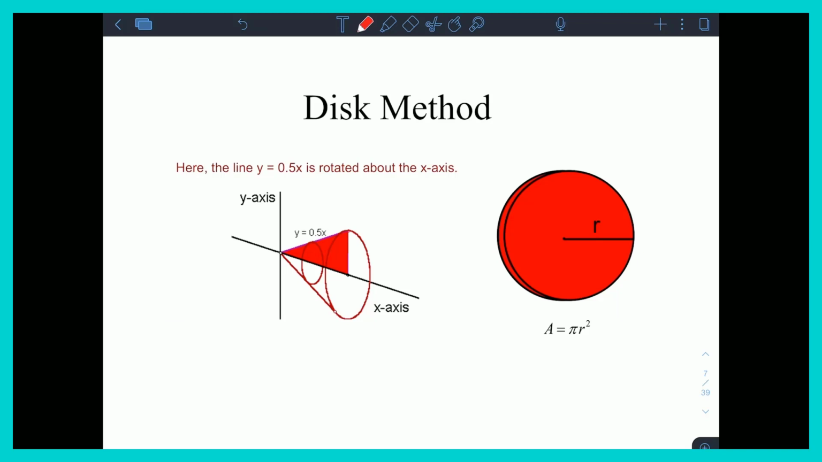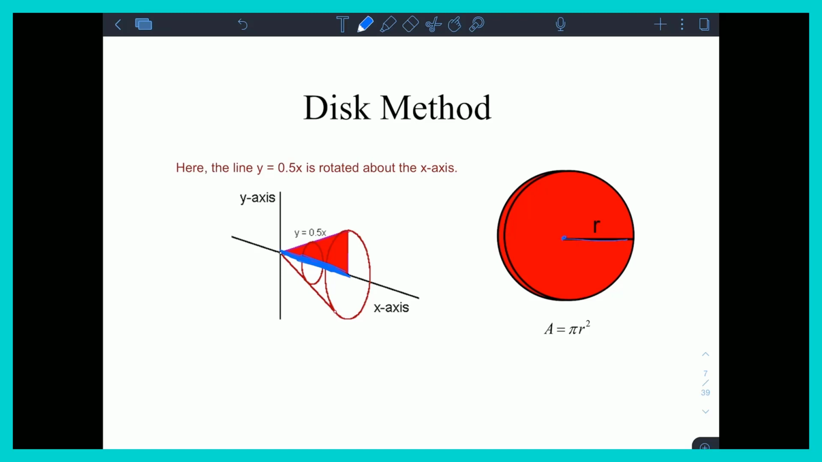The first situation you could have is a disk. You have a disk when the region that you're revolving is snug up against the axis of rotation, meaning there's no open space when you revolve this region. Notice the triangle's not up here where you have this extra space or gap. The region itself is snug up against the axis of rotation. That creates a closed circle known as a disk, and the nice thing about a disk is it has only one radius.